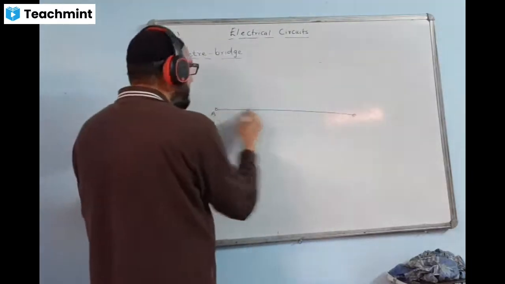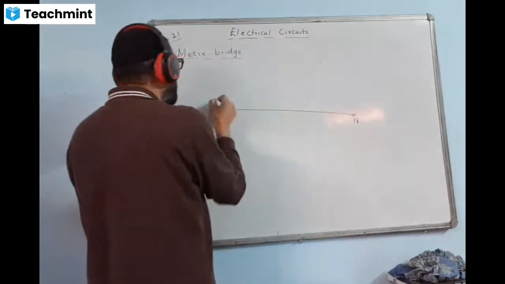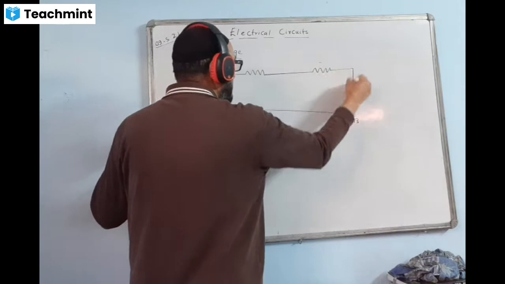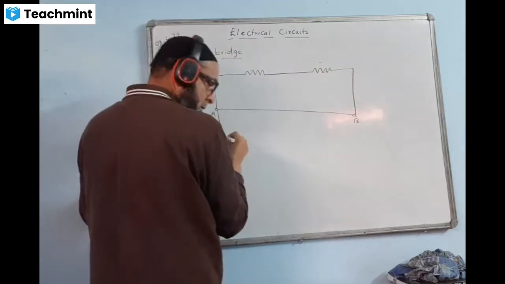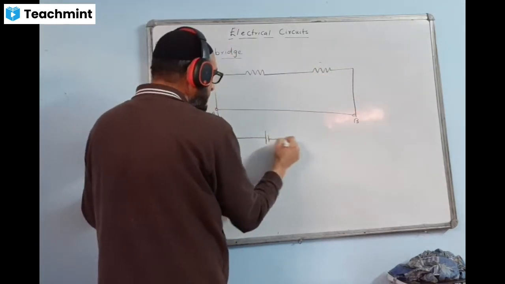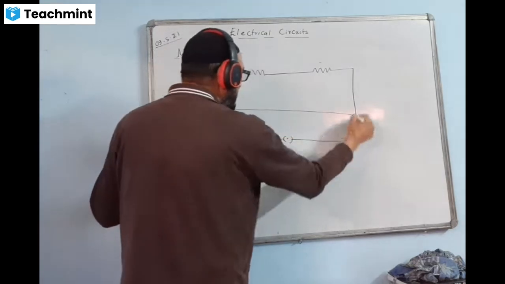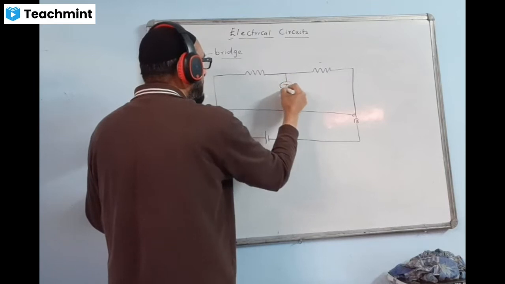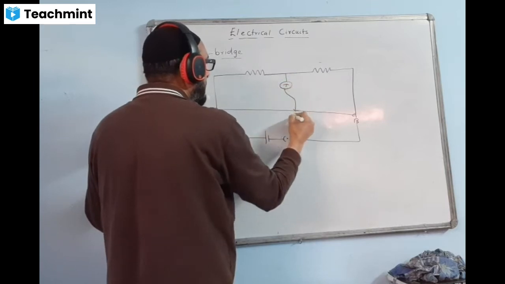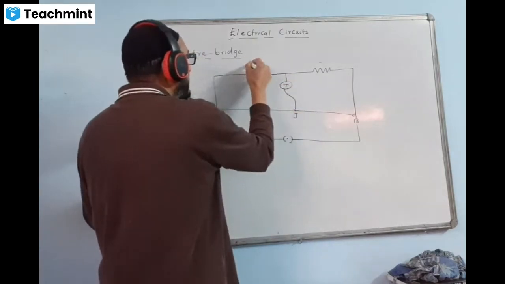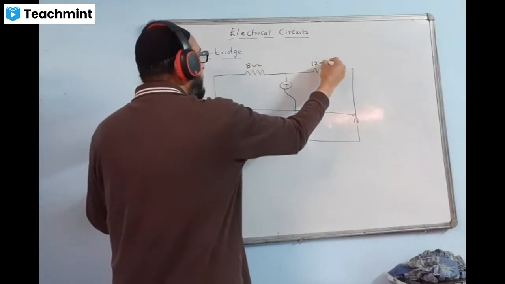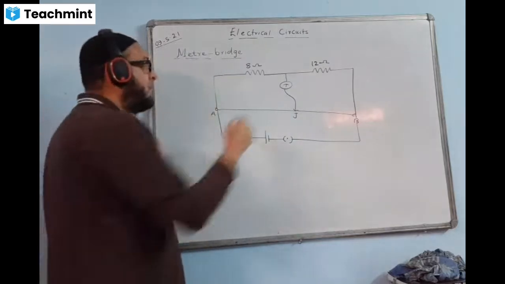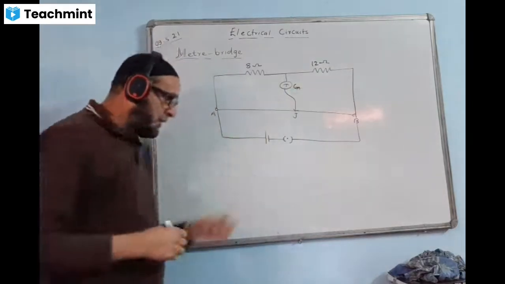And here is the circuit given. This is A, this is B, and out here it is given like this. This is given 8 ohm. This is given 12 ohm. Okay, that is the question. This is a galvanometer which is giving null deflection. That's the question.